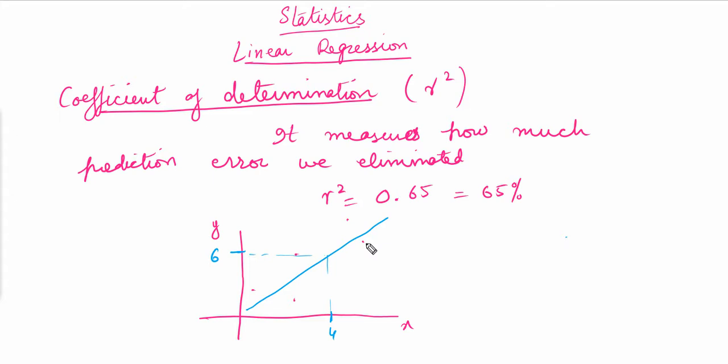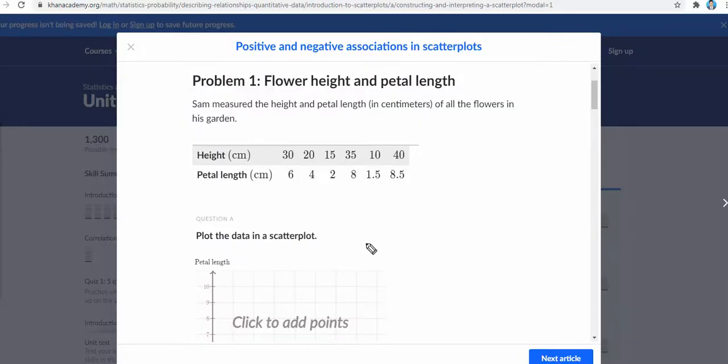So this was it for the concept part of linear regression. Now we have to do some example questions. So let's move on to the examples. All right, so here we have the question. It says Sam measured the height and the petal length in centimeters of all the flowers in his garden. So we have been given the height and we have been given the length. The lengths are on the y-axis, the heights are on the x-axis.